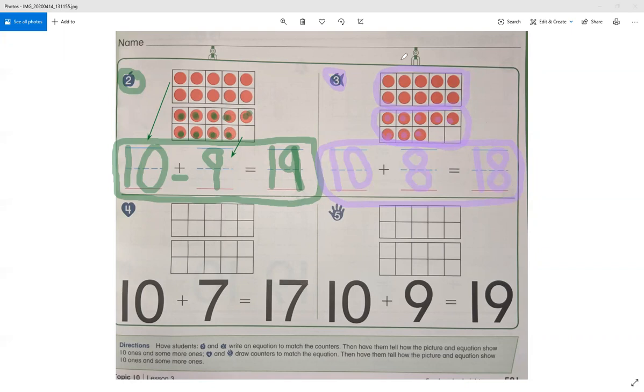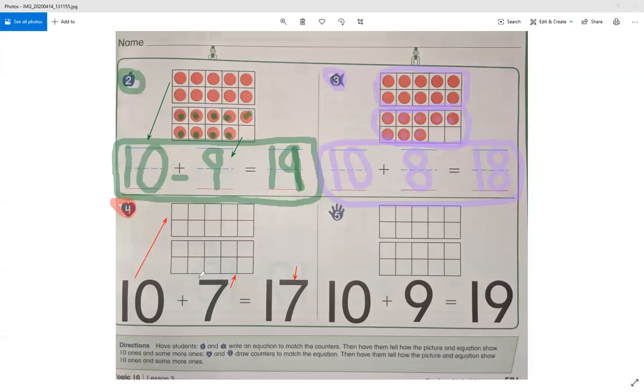All right, let's do another. Number 4. Draw counters to match the equation. So now we have to use this equation down here and plug in the numbers and make sure that we get this correct answer right here. So we have to figure out 10 plus 7 equals 17, but we want to show it in a 10 frame. So you do not have to draw a 10 frame for this one. You can just go ahead and pause the video and write this problem down right here. 10 plus 7 equals 17.